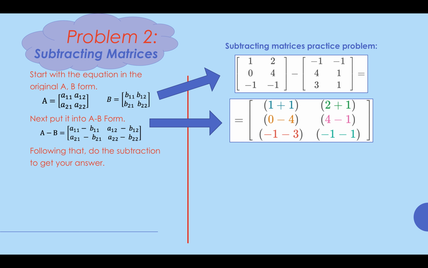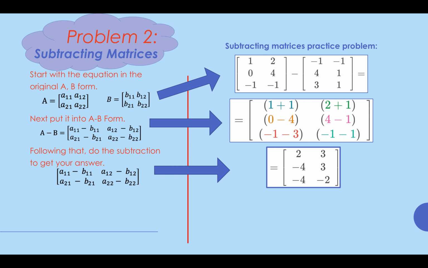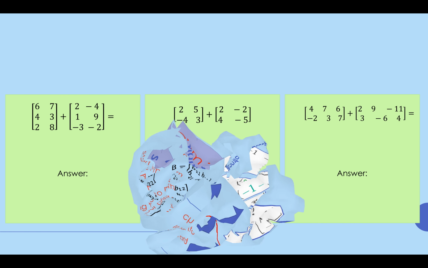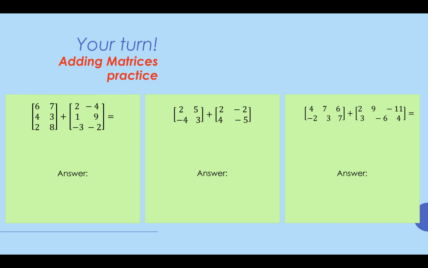Following that, we will do subtraction to get our answer, and the answer is 2, 3, -4, 3, -4, and -2. Of course we'll plug it back into our original form, and we know that our answer is correct, so we did all of our steps correctly. Next we have a few practice problems.